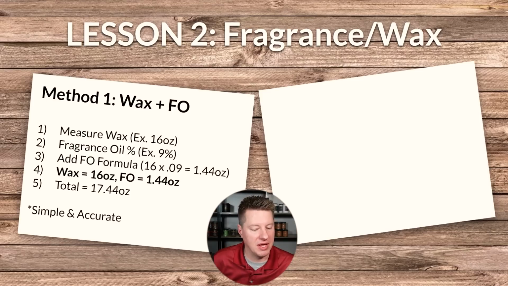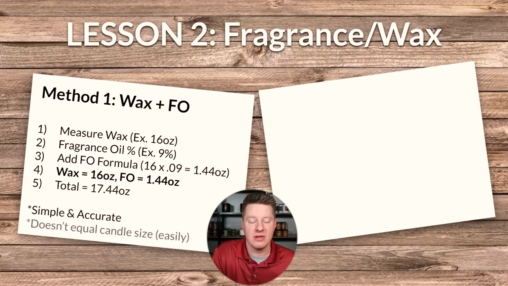So an advantage of this method is it's very simple and it's obviously very accurate. I mean, it is math, so it is going to be accurate. And all we're simply doing in this method is we know how much wax we have, how much oil can we add to it, or do we want to add to it? That's really the point of this method. And as I mentioned, this is the typical approach that most candle makers will start with.